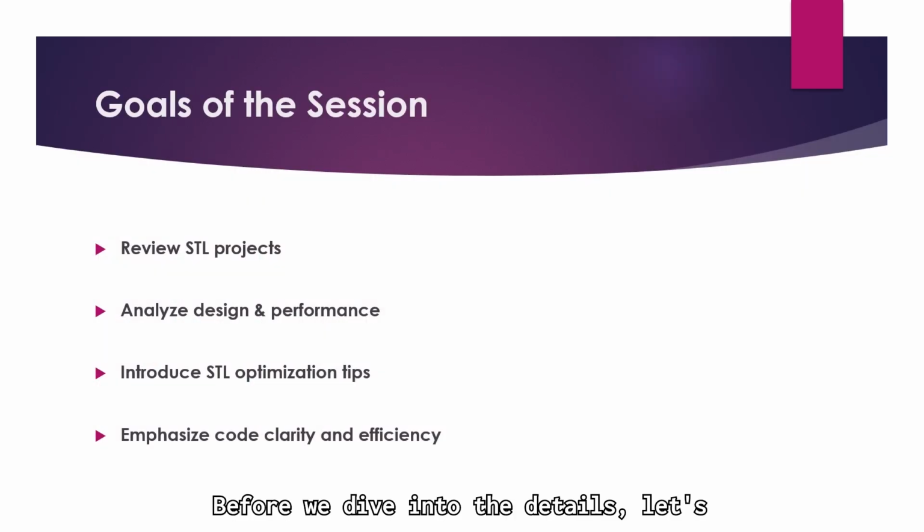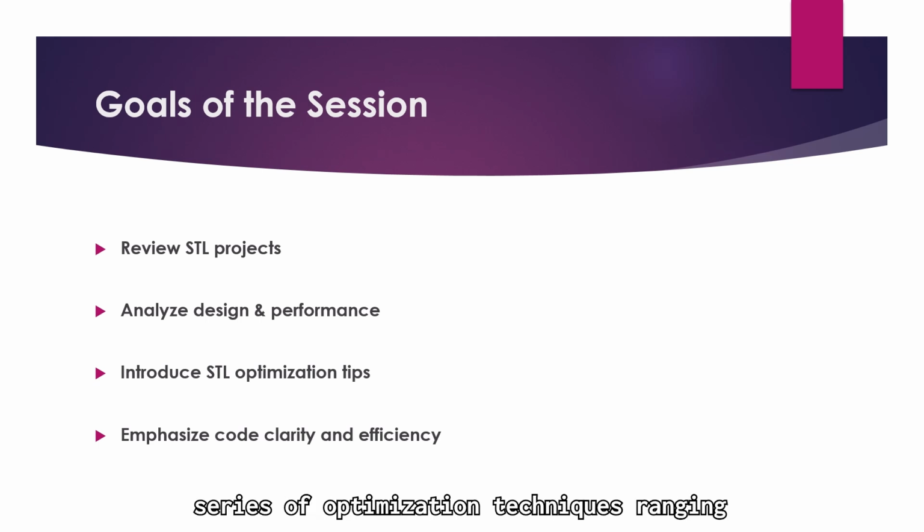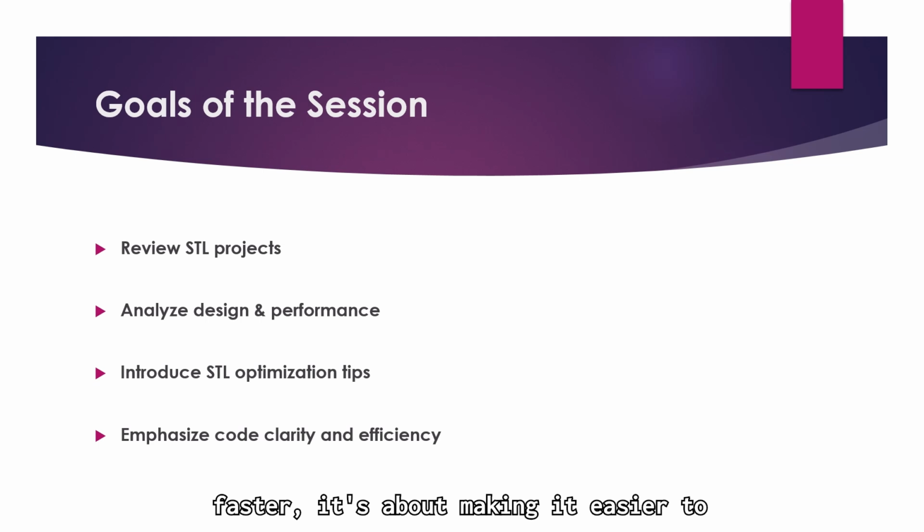Before we dive into the details, let's take a look at what we will be covering today. First, we will review our STL based projects. This review will help us identify design flaws, performance bottlenecks, and areas where optimization is needed. Next, we will introduce a series of optimization techniques ranging from algorithmic improvements to memory management strategies. These techniques are critical for taking your code from functional to efficient. Finally, we will discuss the importance of code clarity and efficiency. Remember, optimizing your code isn't just about making it run faster, it's about making it easier to understand and maintain.